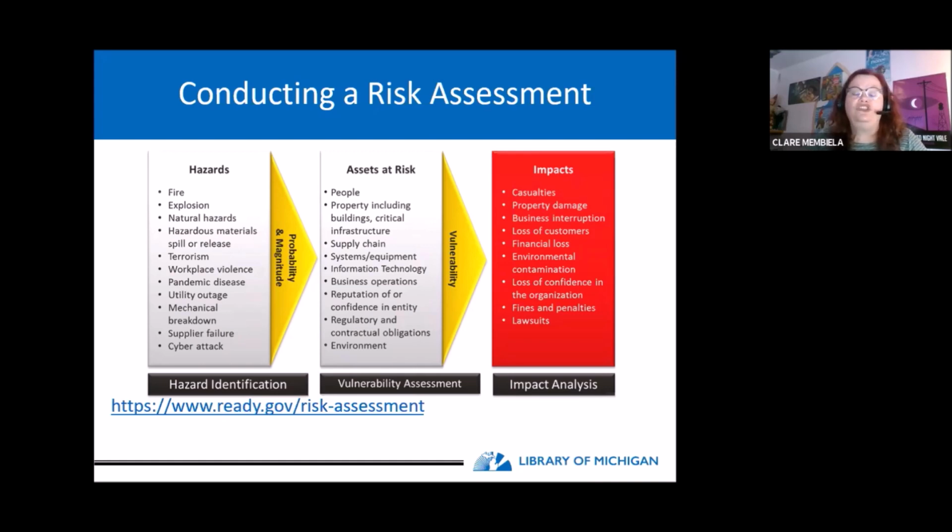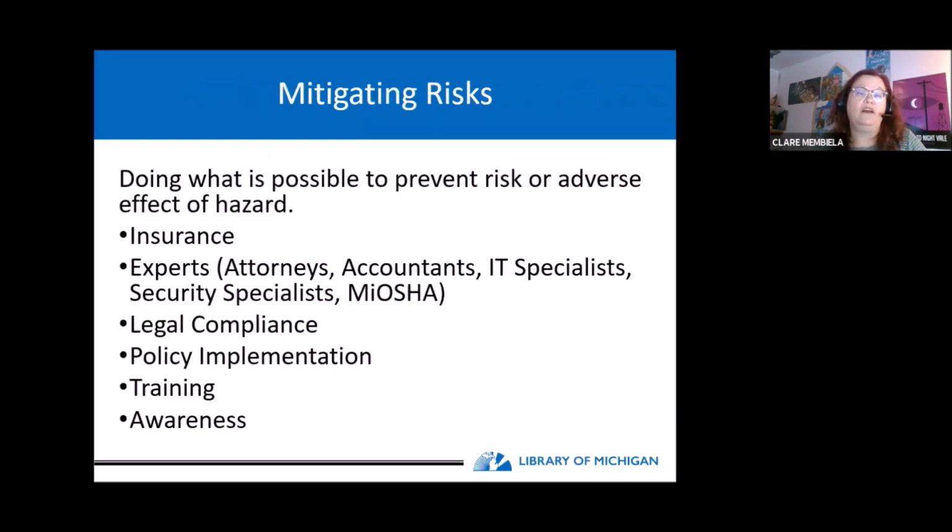So this graphic pretty much just is an illustration of what we just discussed. You have your hazards there on the left, things like fire, terrorism, workplace violence, utility outage, and then you have your assets in the middle, all of the things in the library that are valuable, and then all the way on the right, you have the impacts. So you have the things that could happen: property damage, injury, loss of confidence, and then of course legal penalties for some things, if you're not in compliance or if the library is found to have done something wrong.